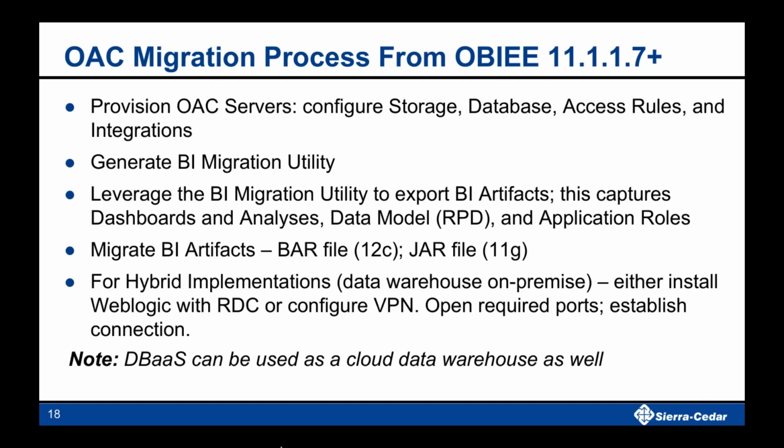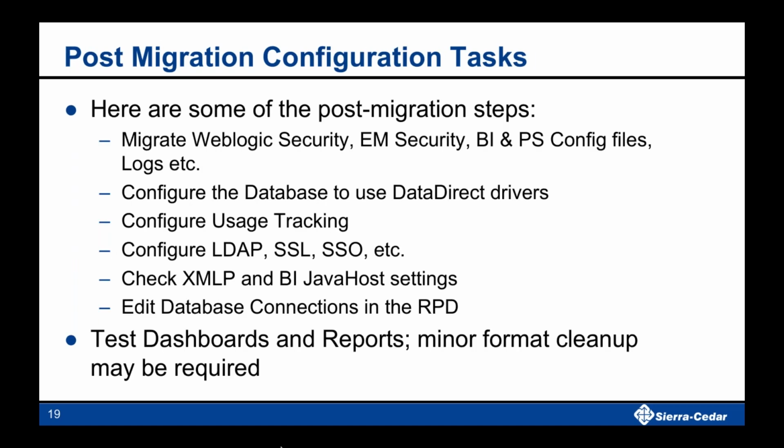So the first option is just between the database and your OBIEE instance. The second option is between your data centers. So that is a major difference. There's quite a bit of work to open the required ports and establish connections, but that can be achieved easily. Let's move on to the next slide, which is about the post-migration configuration tasks.